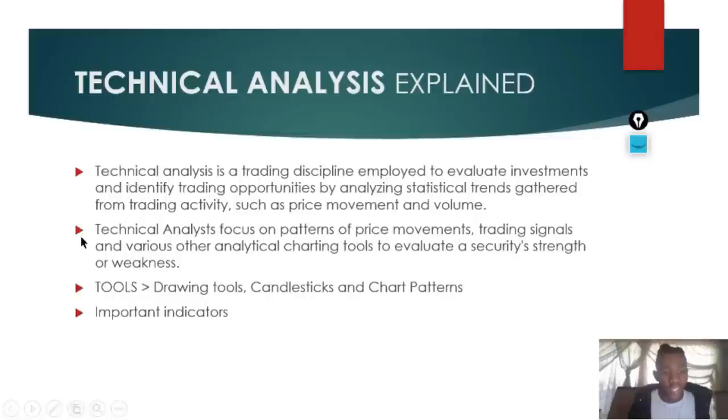As technical analysts, we focus on patterns of price movements, trading signals, and various other analytical charting tools to evaluate a security's strength or weakness. So using technical analysis, we are able to see the market's weakness. We use it to identify the market condition. We use it as a tool to know where we're supposed to buy and sell, so we understand our entry points and our exit points.